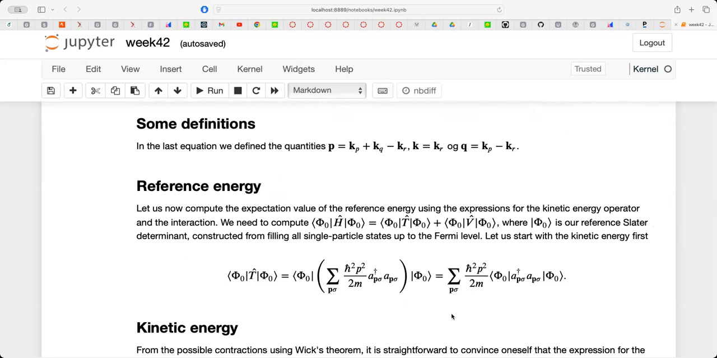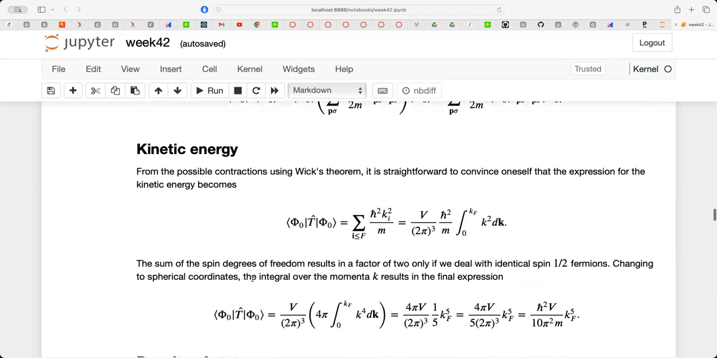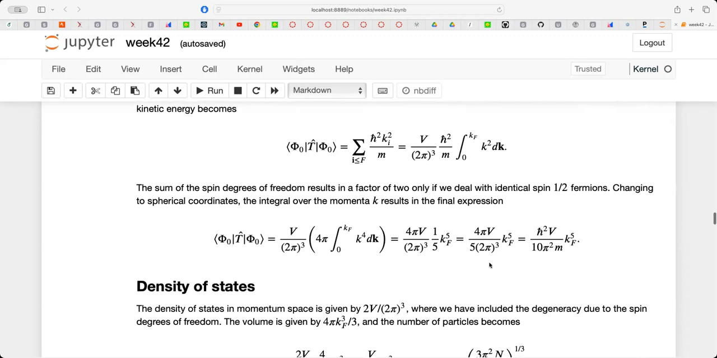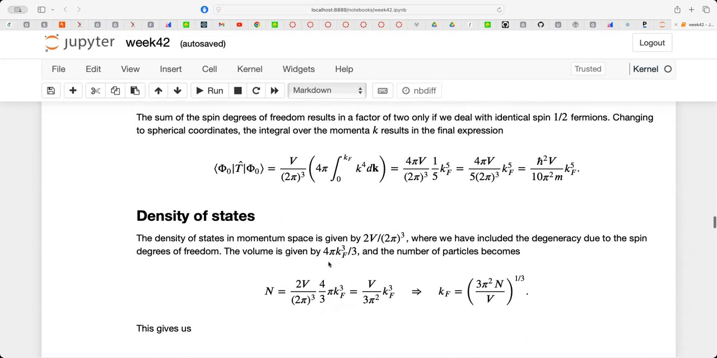which means that we could then calculate the expectation value of the reference energy. So we could calculate the kinetic energy, and this is a quantity we went through the derivation of last time. And for the kinetic energy, since this is a Fermi gas at zero temperature, there is no Fermi-Dirac function for finite temperature, which means that we are simply summing over all the single particle states up to the Fermi level, and that translates in the infinite limit into an integral here. And then this is something which we could rewrite in terms of the Fermi level. And we also found that the density of states is something which we can now rewrite.